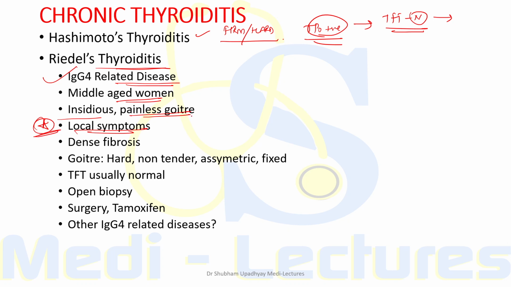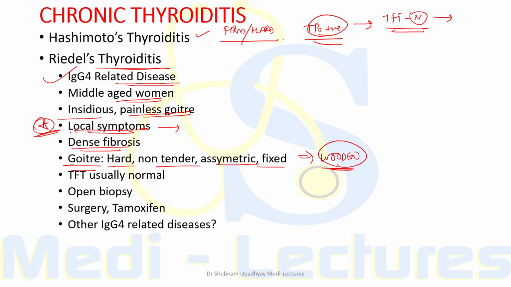What can be the local symptoms? There can be compression of esophagus, trachea, neck veins leading to SVC syndrome. Then there can be recurrent laryngeal nerve palsy. On microscopic examination, this condition is characterized by dense fibrosis which disrupts the normal gland architecture. Goiter is typically hard, non-tender, asymmetrical and fixed. Therefore, it is also known as wooden thyroiditis, woody feel thyroiditis.